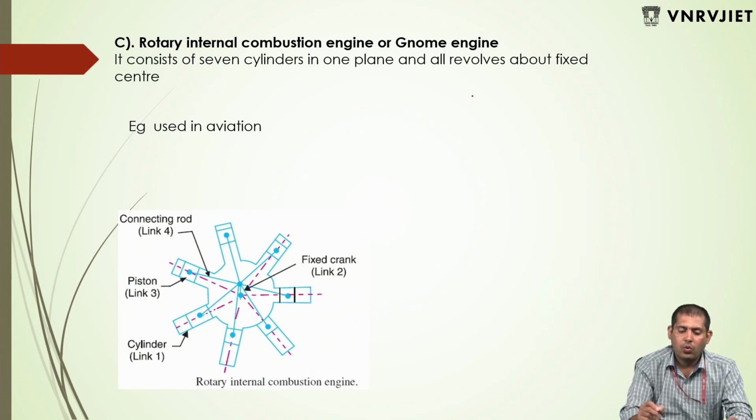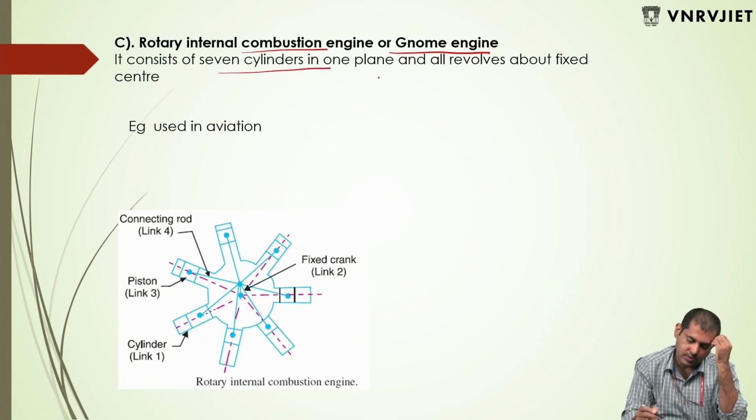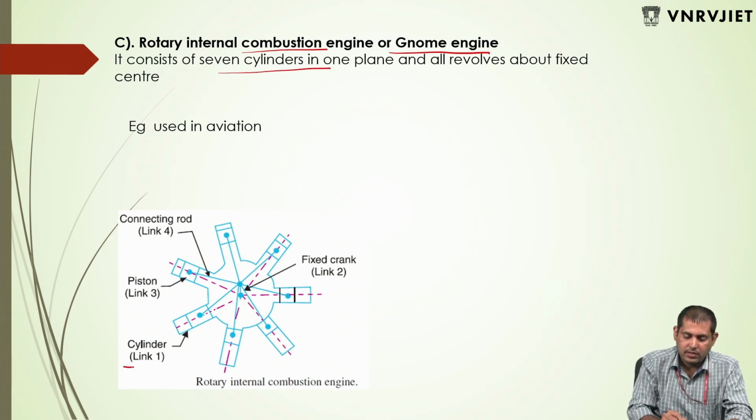So the rotary internal combustion engine, or what we call a Gnome engine. It consists of 7 cylinders in one plane, and all revolve about a fixed center. So here again, cylinder 1, cylinder 2, cylinder 3, cylinder 4. There are n number of cylinders, so 7 cylinders are there.